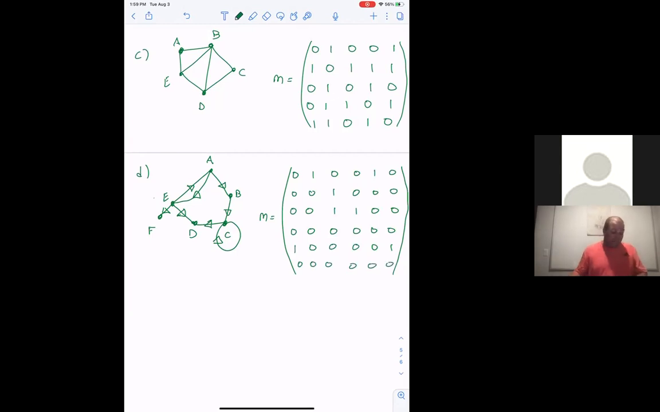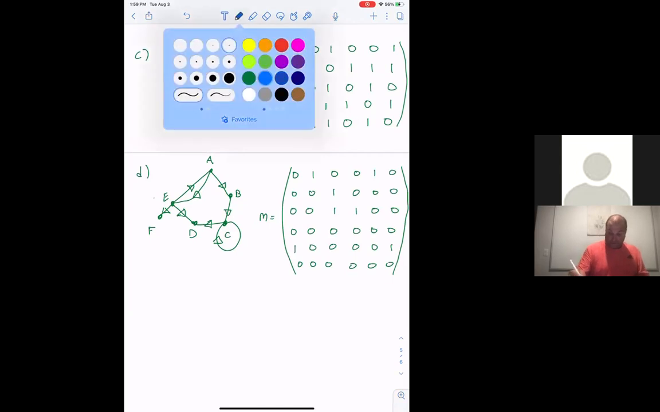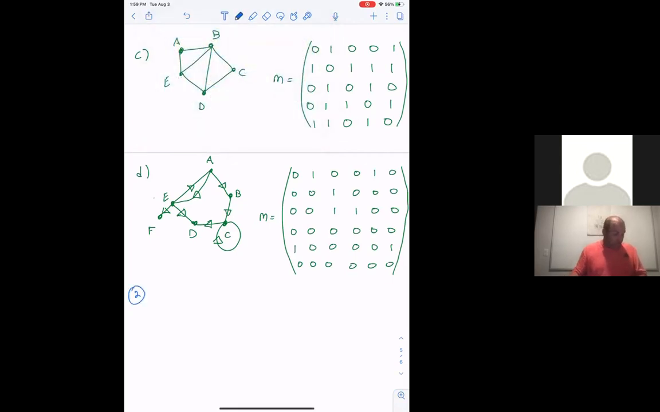So you see, once you get the hang of these things, they're not that hard so far. Question 2. State the features of an adjacency matrix which tells you that the graph is simple. How can I tell by looking at the matrix whether the graph is simple? Think about that for a second or two, then pause it and come back.